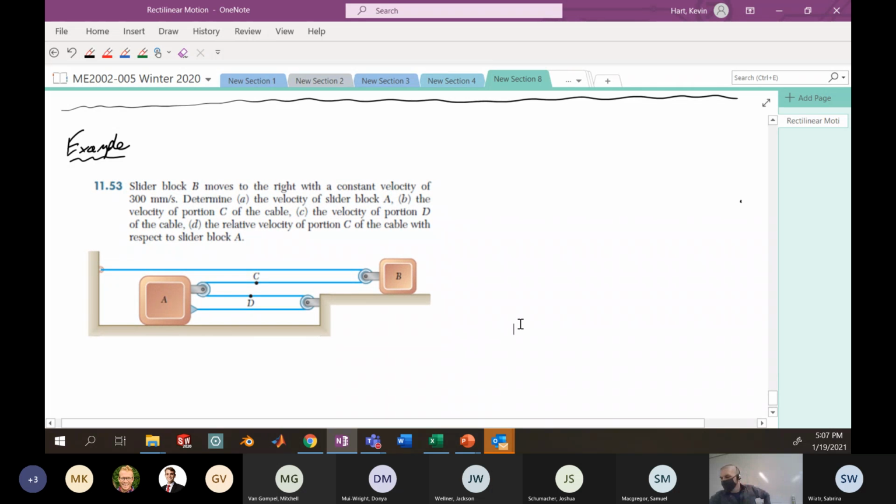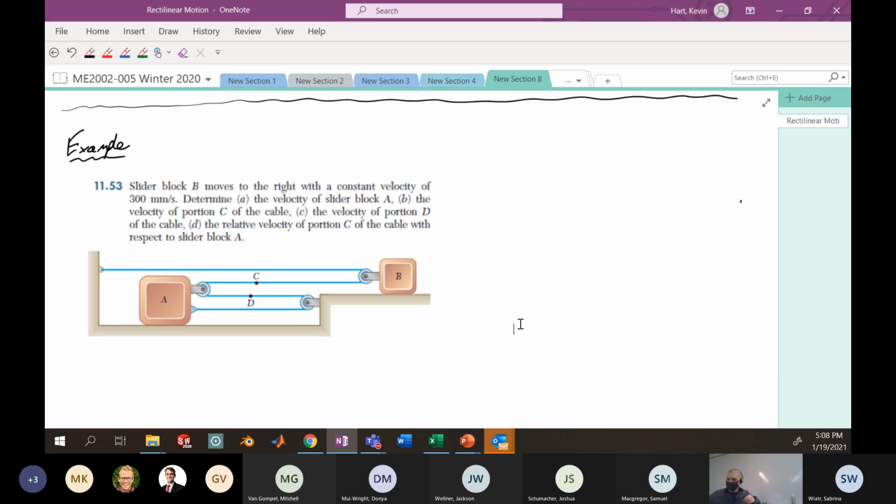Okay. Here we are. Slider block B moves to the right at constant velocity, 300 millimeters per second. Determine the velocity of slider A, the velocity of portion C of the cable, the velocity of portion D of the cable, and the relative velocity of C with respect to A. Bringing it all together in this one.